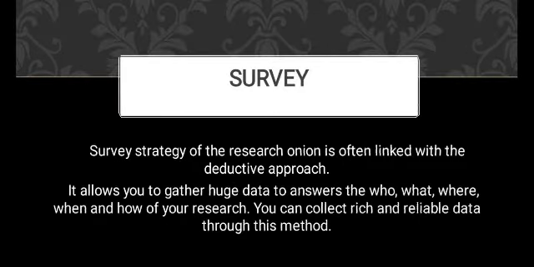The second one is survey. The survey strategy of the research onion is often linked with the deductive approach. It is one of the finest and most economical research strategies. It allows you to gather data to answer the who, what, where, when, and how of your research. We can collect rich and reliable data through this method.